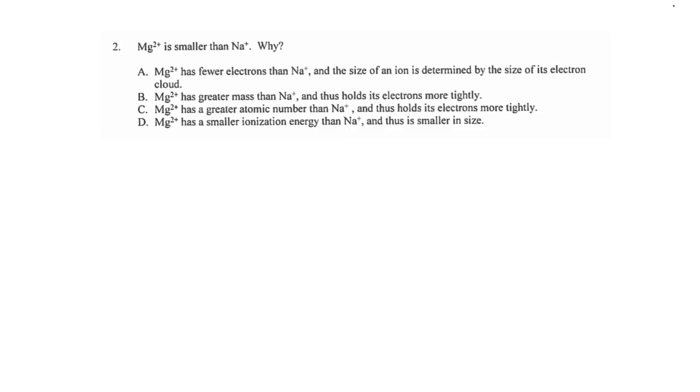So the first question for this video is: magnesium 2+ is smaller than sodium+. Both of these ions have 10 total electrons, so they're isoelectronic with each other. Magnesium is smaller due to its higher charge. The magnesium nucleus has a 12+ charge, while sodium only has an 11+ charge. And so it doesn't have anything to do with electron counts. Magnesium and sodium have the same electron counts, so A does not make any sense.